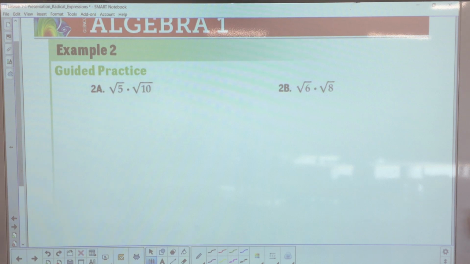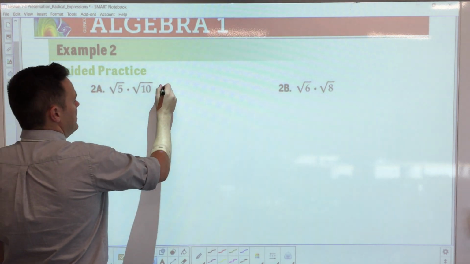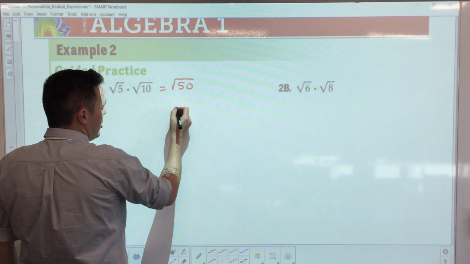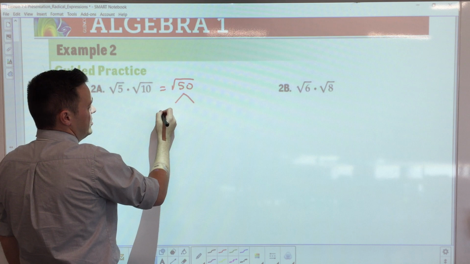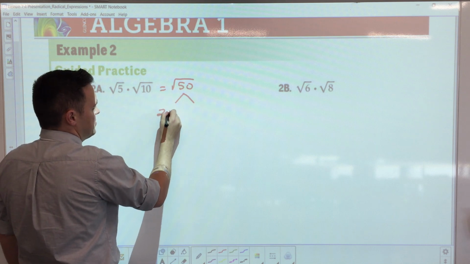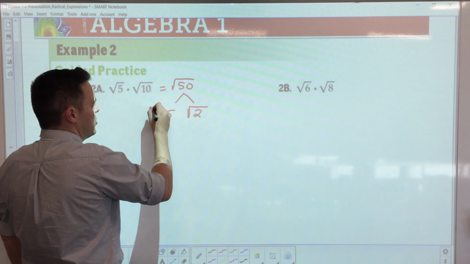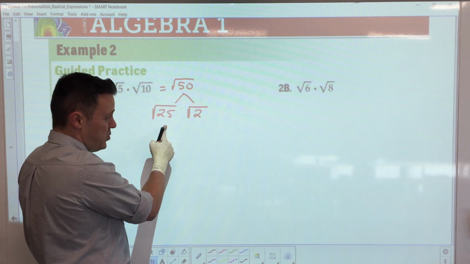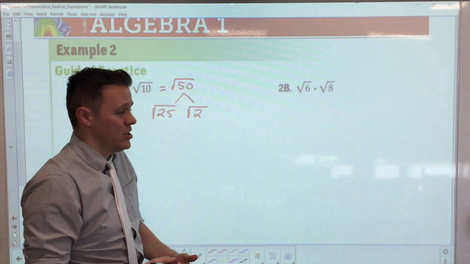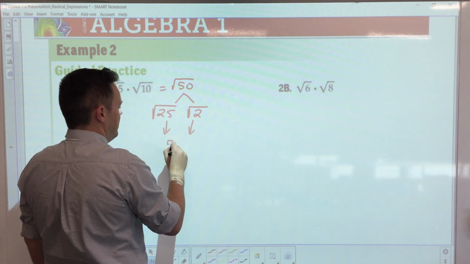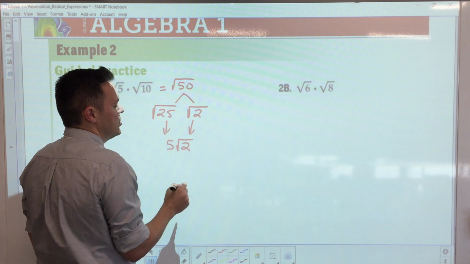All right, first and foremost, ladies and gentlemen, 5 times 10 would be the square root of 50. Then if you look at your chart, you should know that 50 can be divisible by 25. So 25 times 2. If I do the square root of these, I can solve this one, and this one's so small I can't solve it. So you would just drop it down from there, and it would be 5 times the square root of 2.